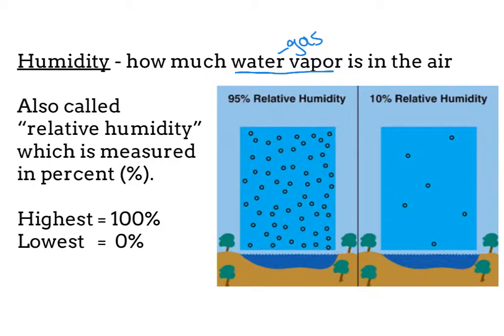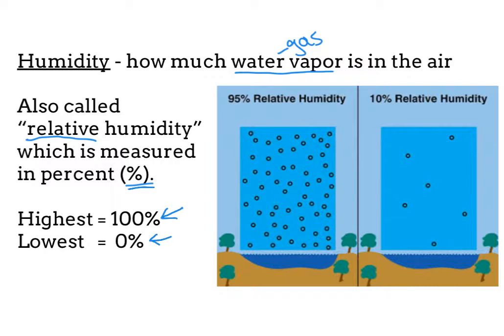And sometimes you'll hear us call it relative humidity, which is measured in a percentage. And just like you would measure your grade in a class, in terms of percent, the highest is 100% and the lowest would be 0%. So again, make sure you're capturing this in your input page. And I'm just going to talk through what that means.